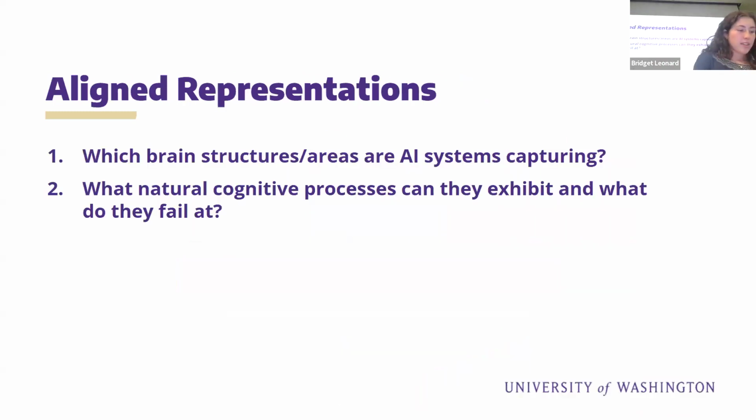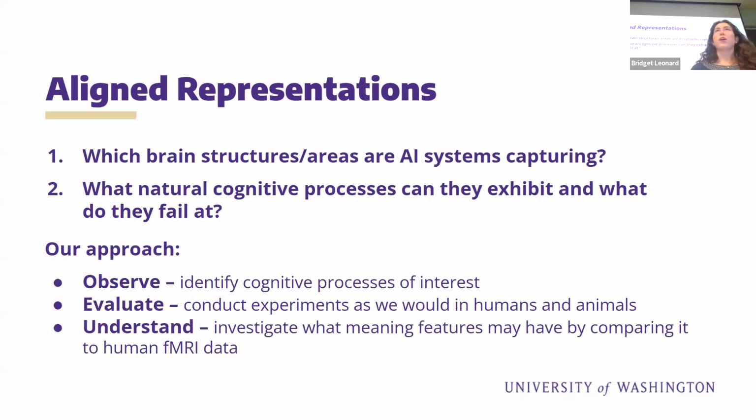Great. Based on these findings, we really wanted to dive more into the specifics. We are curious about which brain structures specifically AI systems are capturing, what natural cognitive processes they're exhibiting, and what they might fail at. To do this, we developed our own approach where we start off by just playing with models. We're usually playing with ChatGPT a lot, seeing what it can and can't do to identify certain cognitive processes of interest. Then we use experiments from cognitive science and cognitive psychology to administer to these models as we would in humans and animals. And then we go beyond that to use voxel-wise encoding models to look at the internal representations to see how that might explain the behavior we see in those tasks.